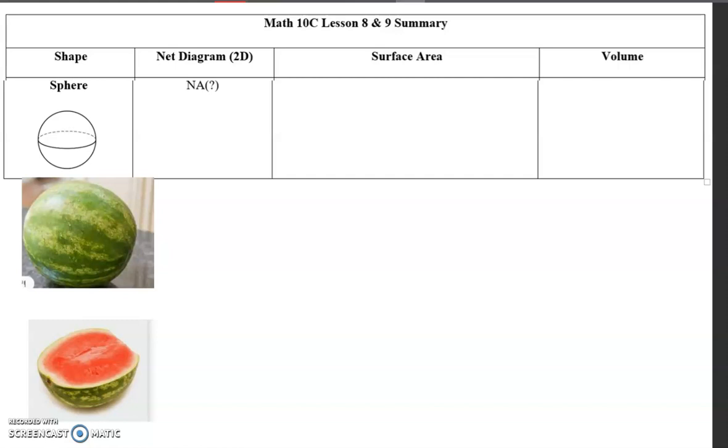So first of all, just understanding what these formulas are. So first of all, sphere, there's no net diagram as we've been looking at them. There is formulas given to us for the surface area. So it's kind of like a sphere is like a round ball, or I like to use a watermelon for example. So if we're talking about surface area, we're talking about the green part of the watermelon. Okay.